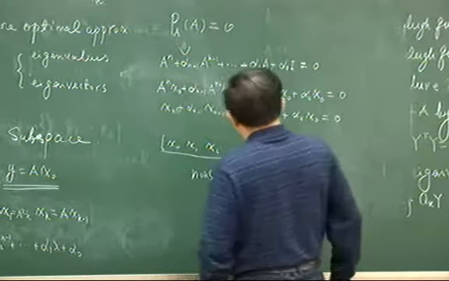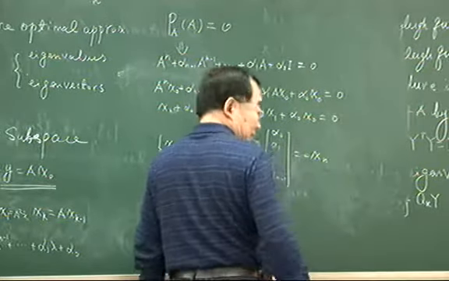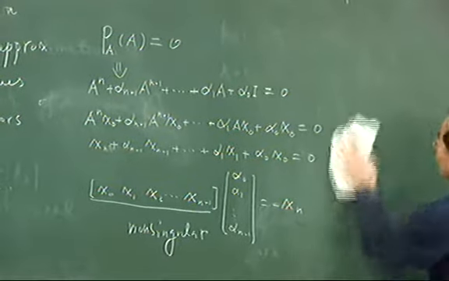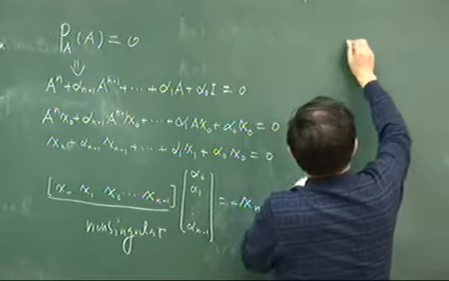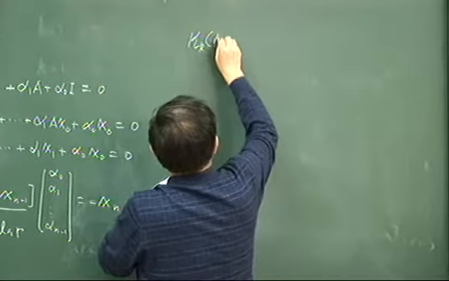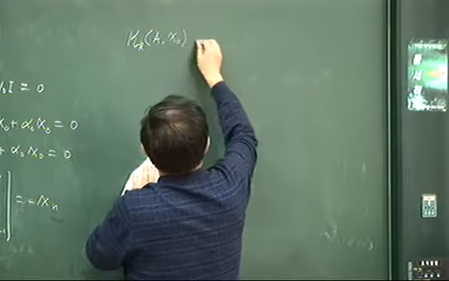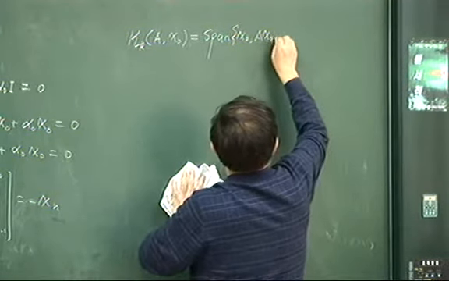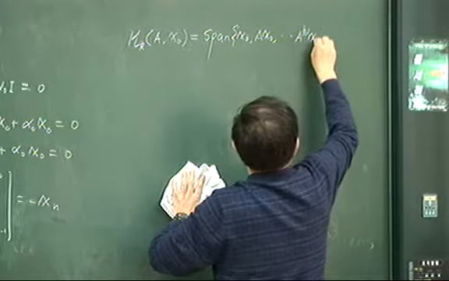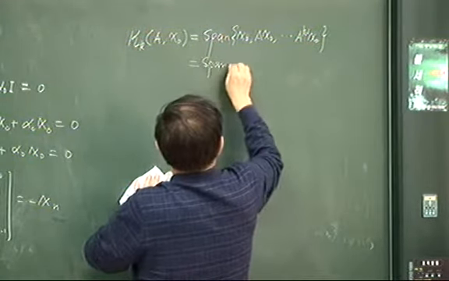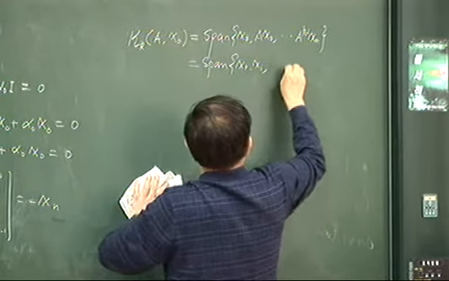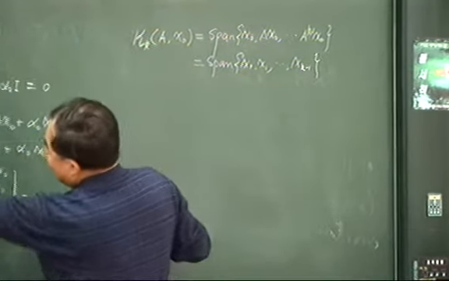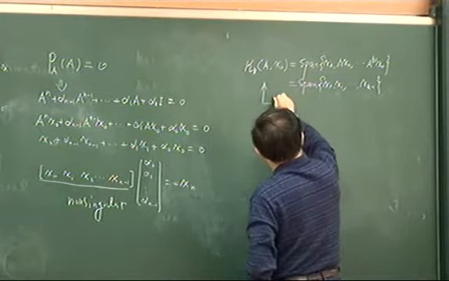So now, for any k, we define the space spanned by x0, A x0, ..., A^{k-1} x0. This is just the span of x0, x1, ..., x_{k-1}. This space is named the Krylov subspace, because Krylov did these things.